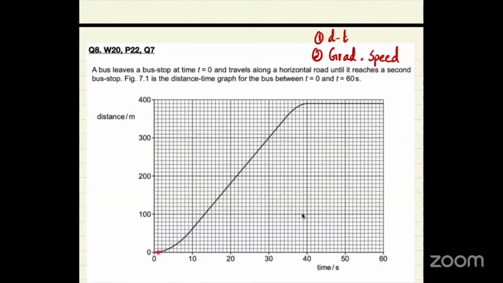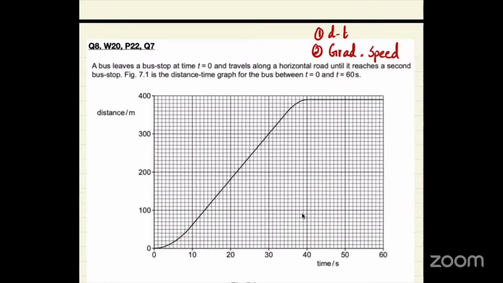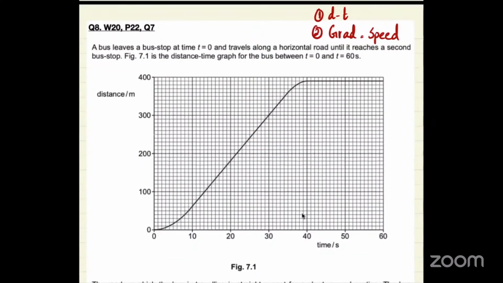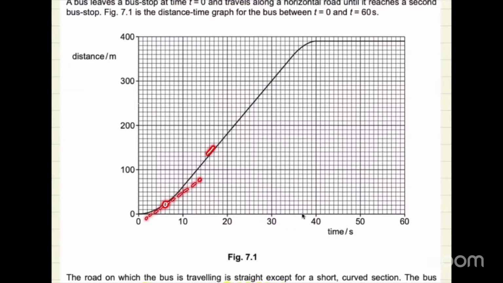Is it the steepest here? Let's test this. So maybe somebody is thinking maybe it's the steepest here. If I draw a tangent anywhere here, it's nowhere as steep as this. Similarly, if I draw a tangent anywhere here, it's nowhere as steep as this. This means that this is the steepest part of the graph. This is what I have to work with to find the speed.